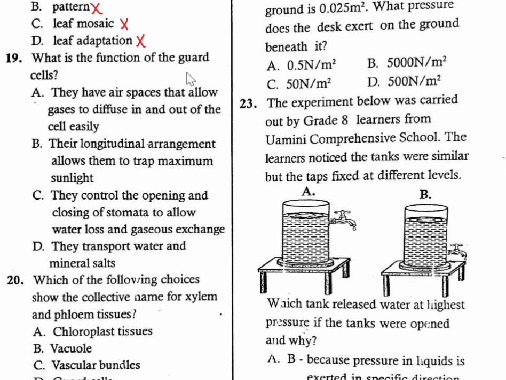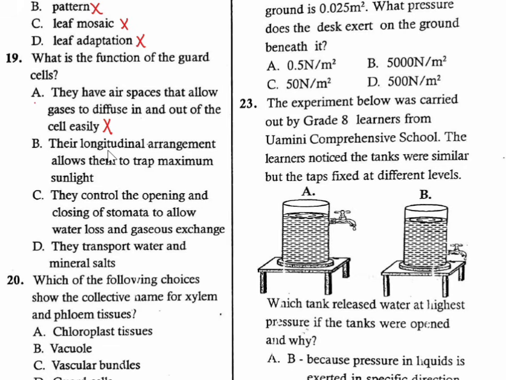What is the function of the guard cells? You know, the guard cells are the ones that are near the stoma or the stomata. So they're asking us, what is the function of the guard cells? Part A, let us see. They have air spaces that allow gases to diffuse in and out of the cell easily. That is not true. Air spaces are found inside the spongy mesophyll, not the function of the guard cell.